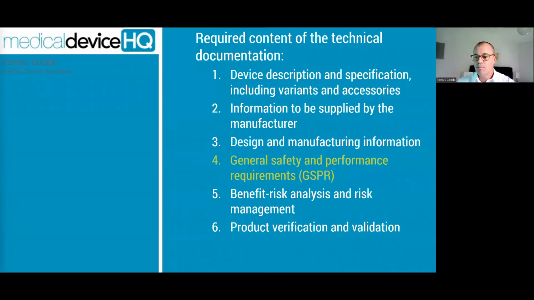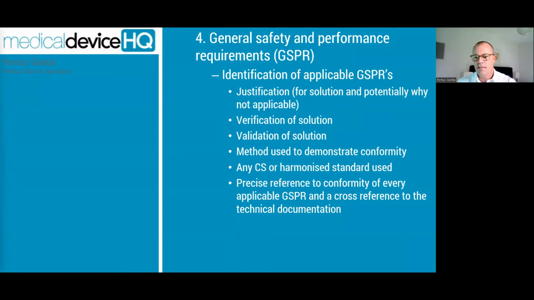As I said, there are 6 parts that need to be covered according to Annex 2. I will not go through them all here, but let's look quickly into section 4, the GSPRs. This 4th section is where the manufacturer needs to demonstrate how they are conforming to each of the applicable GSPRs. GSPR is general safety and performance requirement. These are basically applicable for all.